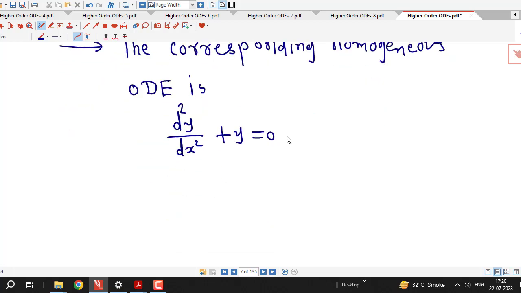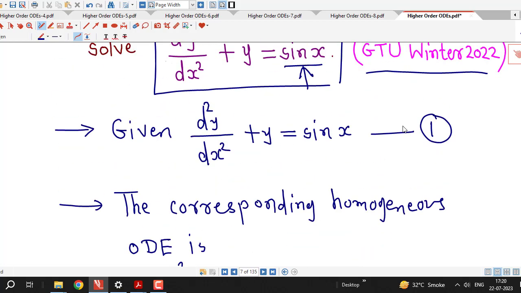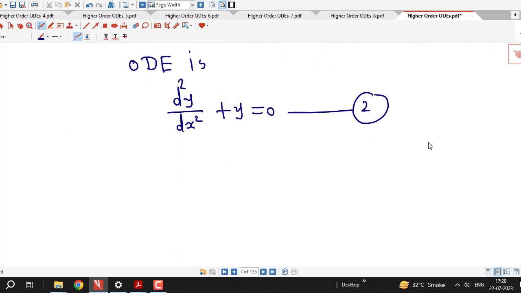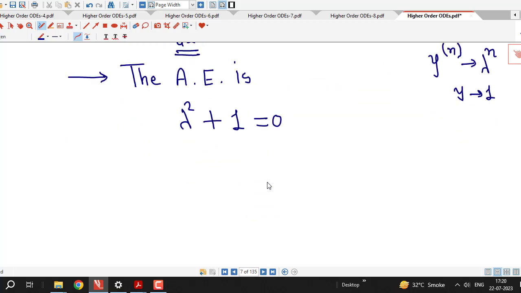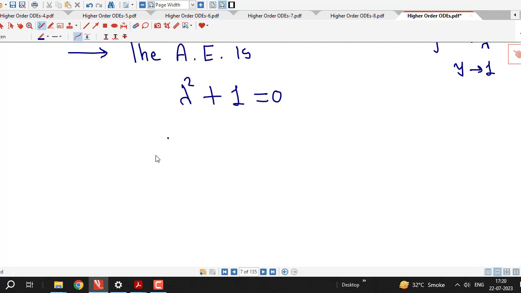The general solution of this equation number 2 will be the complementary function of the given equation number 1. To solve this equation, first we have to write down the auxiliary equation, which is written by replacing the nth derivative by the nth power of lambda and y by 1. This is a second derivative, so it is replaced by lambda square, and y is replaced by 1, so we have lambda square plus 1 equal to 0 as the auxiliary equation.